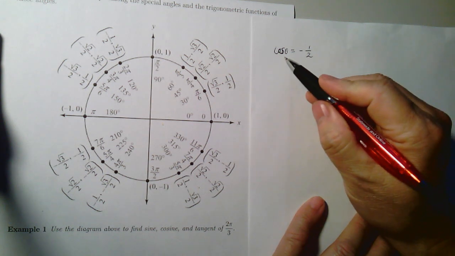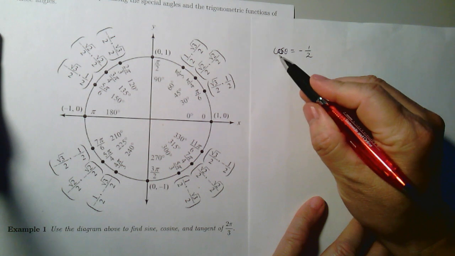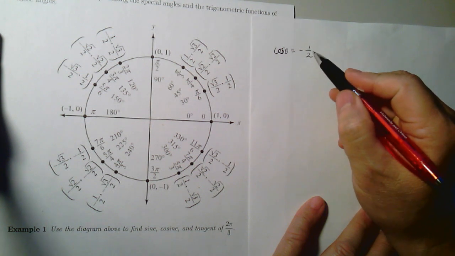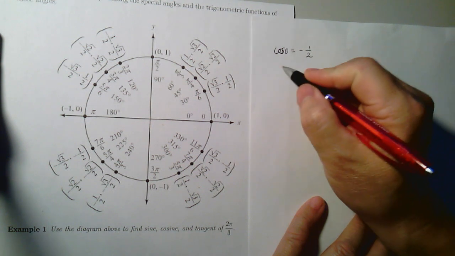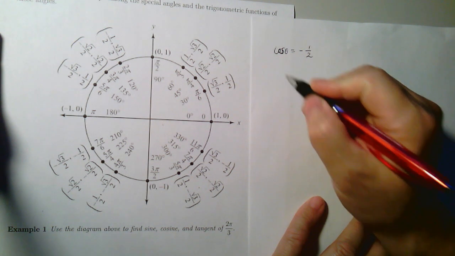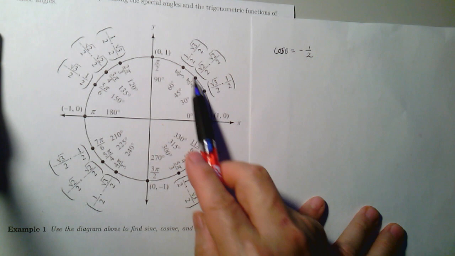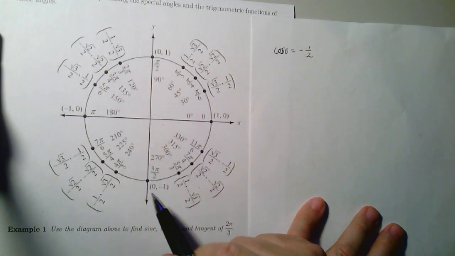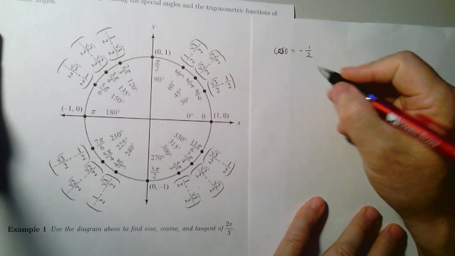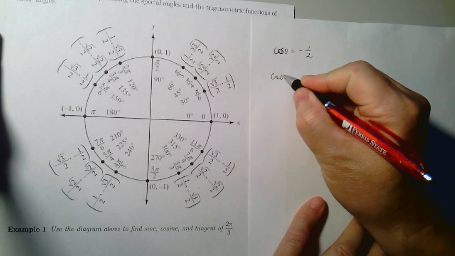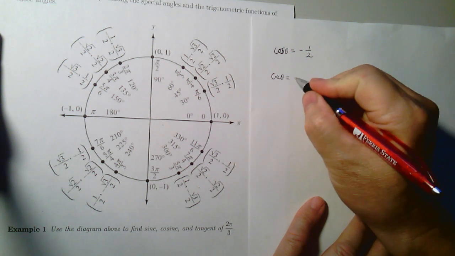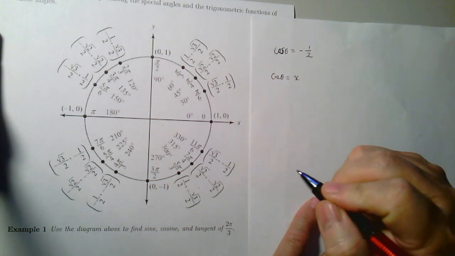We want to find theta such that cosine theta equals -1/2, where theta is between 0 and 2 pi. So what are we going to do here? We look at this diagram, okay? Because what we know is cosine theta is defined as x.